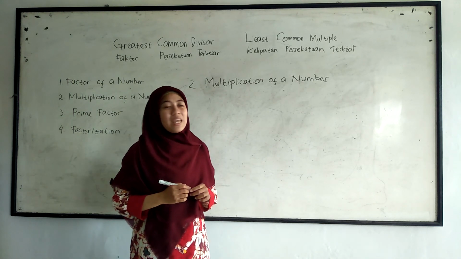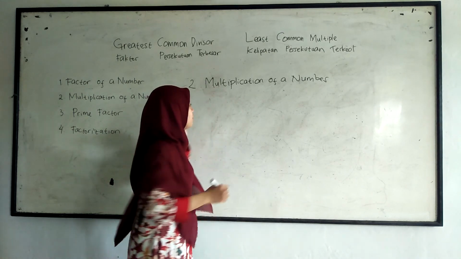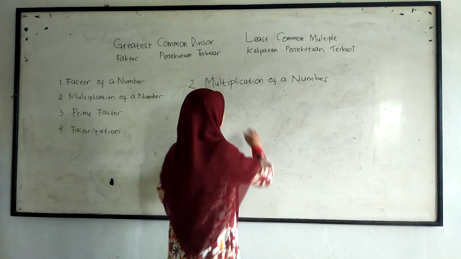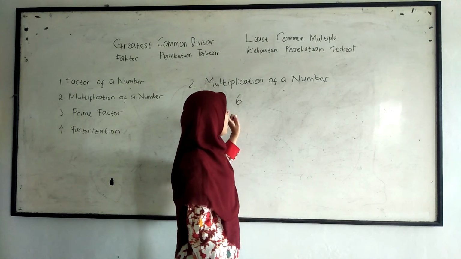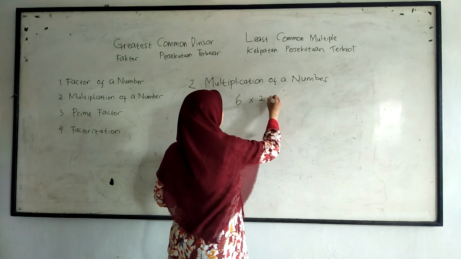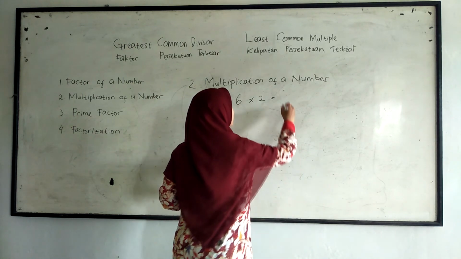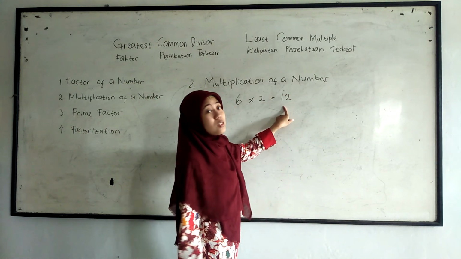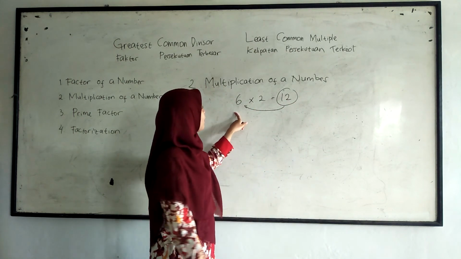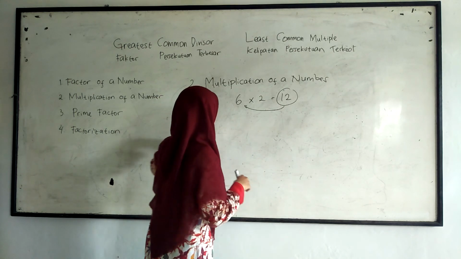Multiplication of a number is a multiple of a number with natural number. For example, I want to find multiplication of 6. I multiply 6 with 2. 2 is natural number. So 6 times 2 is 12. 12 is multiplication of 6. It is the first example. Let's go to the second example.